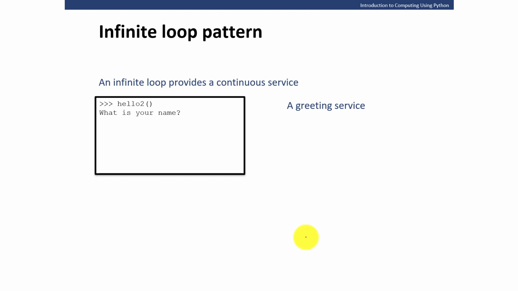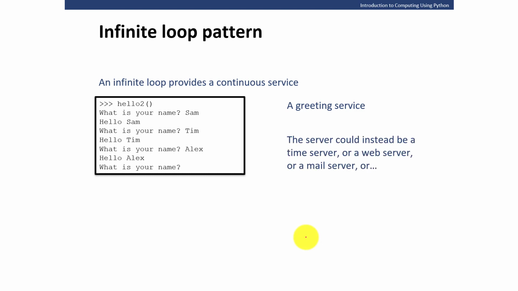So infinite loops are useful when the program is meant to provide a service infinitely. For instance, suppose that we would like to define a function called hello2, and this function will ask you to provide your name and then add hello before your name. This greeting message can be incorporated into any kind of server, that can be a time server, a web server, a mail server, and so on. So how do we create this kind of infinite loop pattern? By stipulating that the while has a true condition all the time.